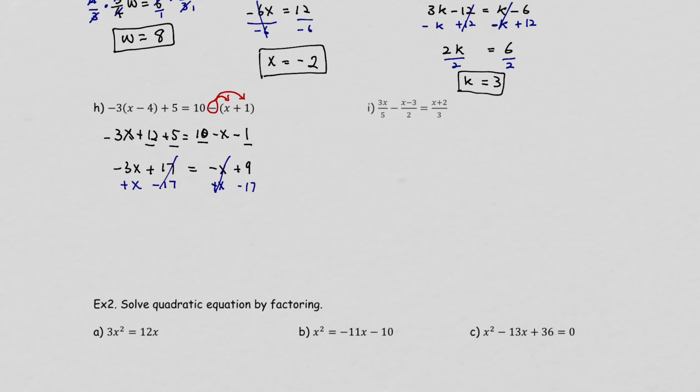Then I get negative 2x on the left side. The right side will be positive 9 minus 17, so it will be negative 8. Dividing both sides by negative 2, your x should be positive 4.